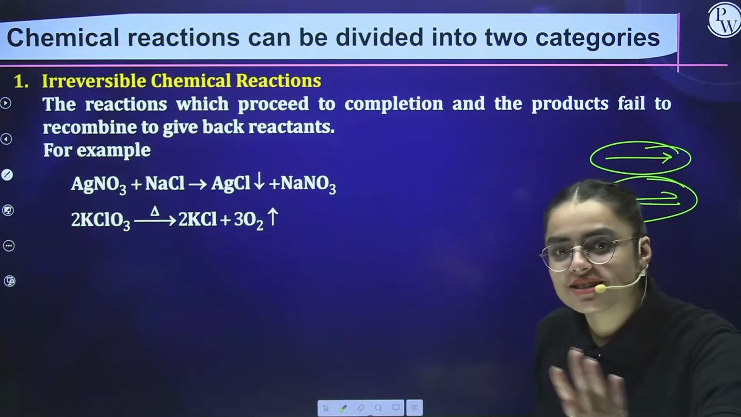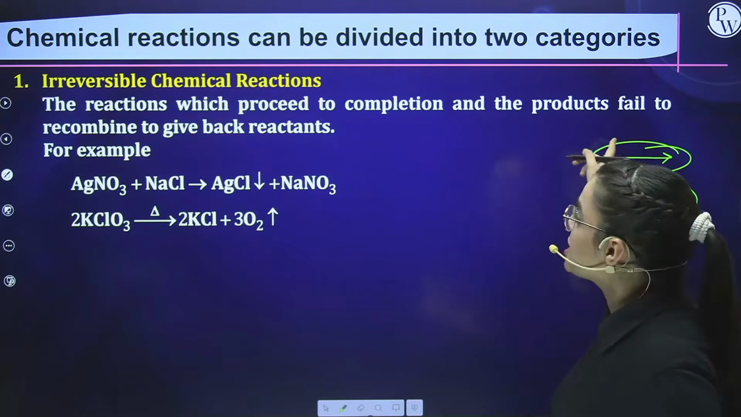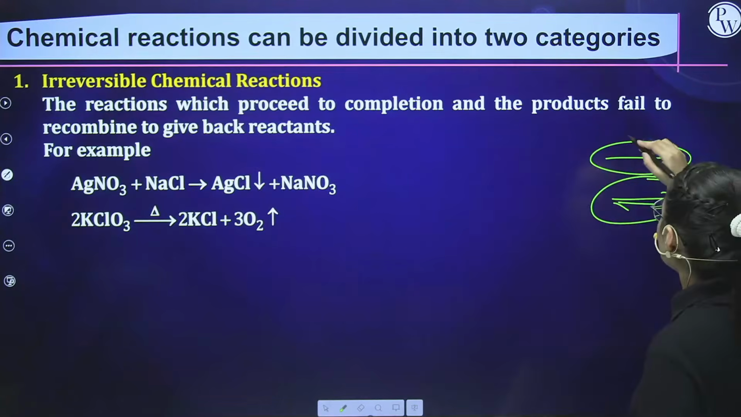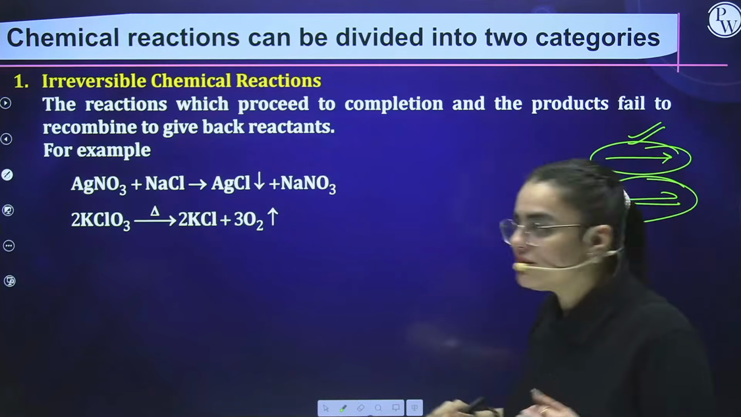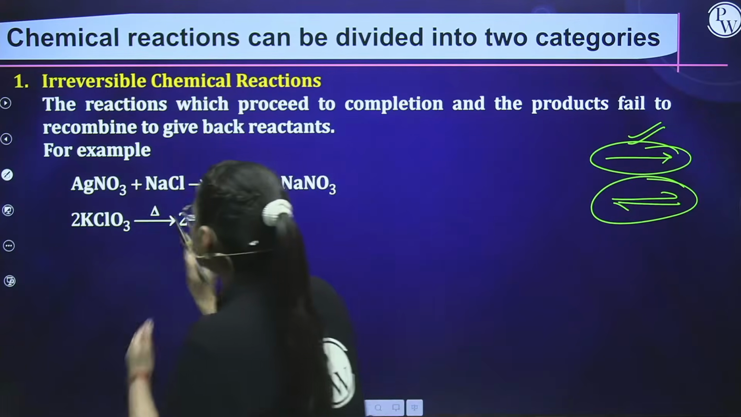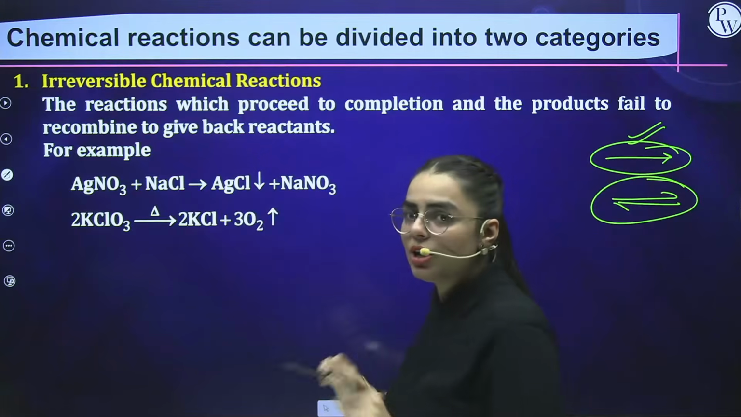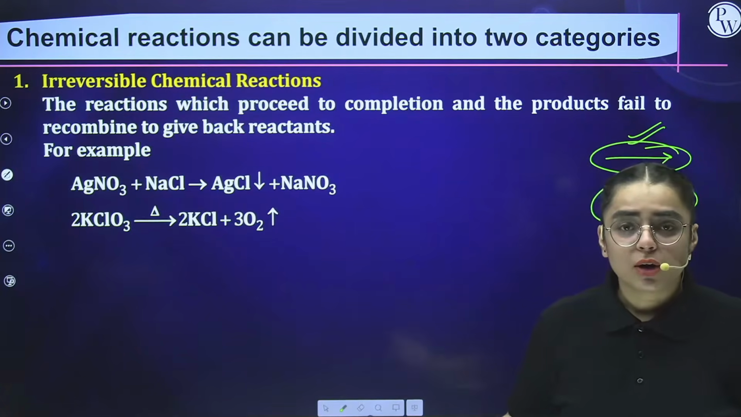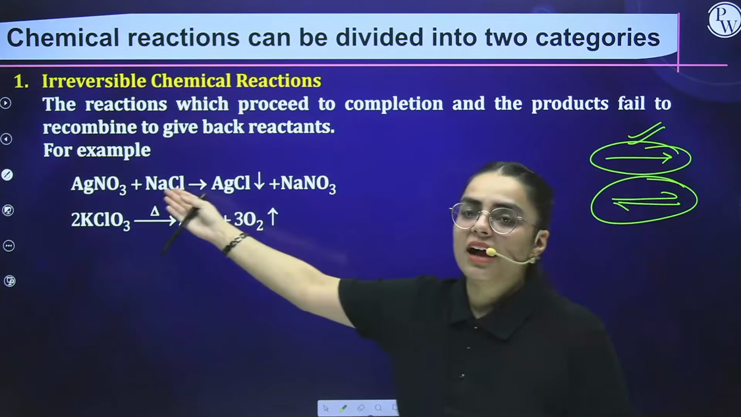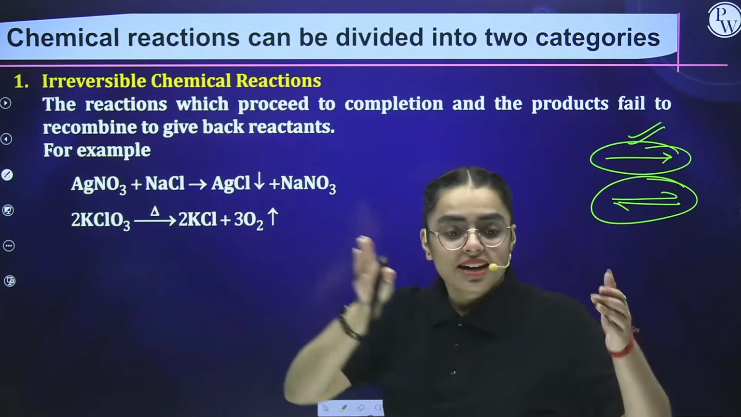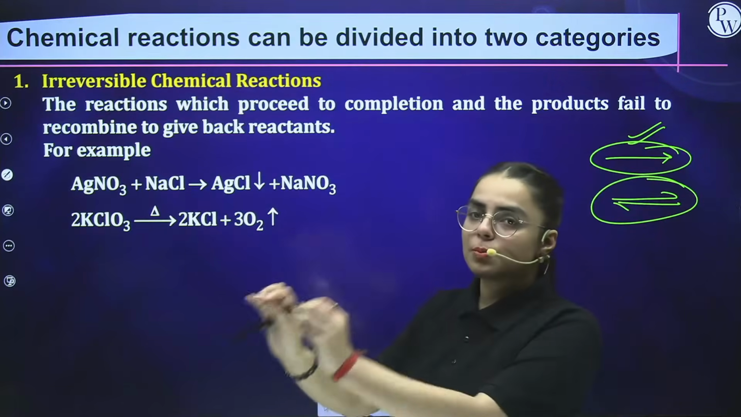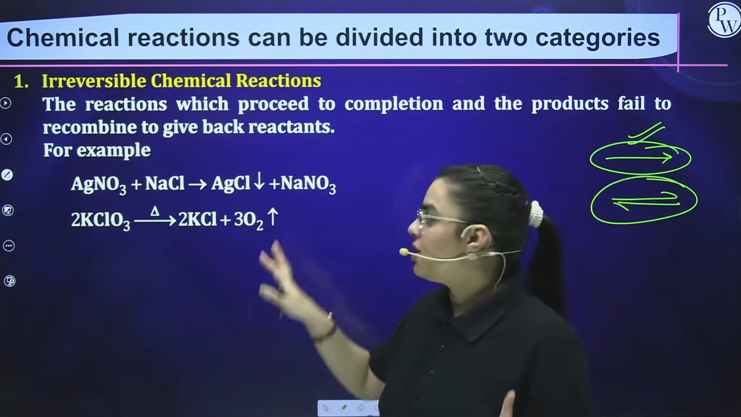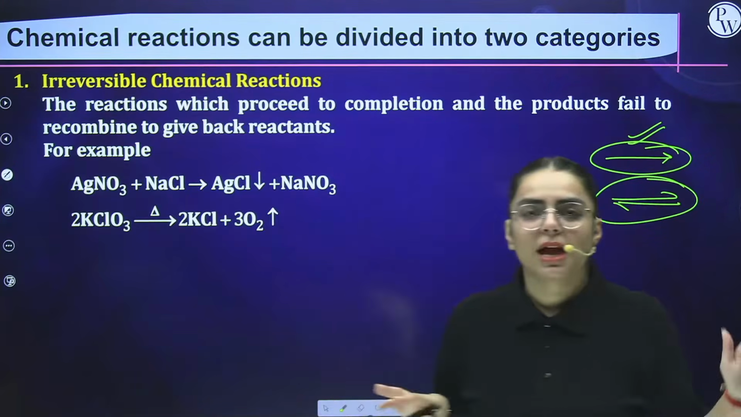That means reactants are consumed, okay, and the products fail to recombine to give back reactant. Again, this situation we are going to represent with a single arrow. Why single arrow? See, if these are my reactants, they are converted into the product. Now here AgCl is basically a precipitate. It will settle down. It will not convert back into these reactants. That means here reactants combine and form a product. They attained a completion over here, and yes, the product doesn't have the capacity to convert back into the reactant.